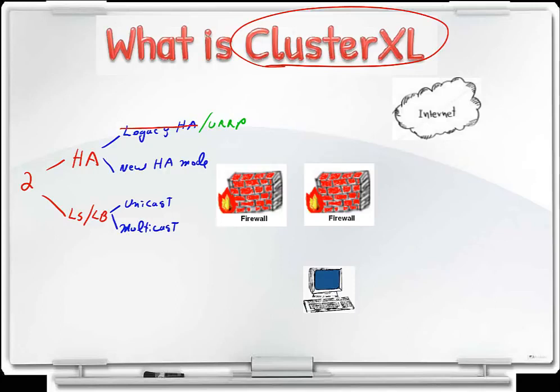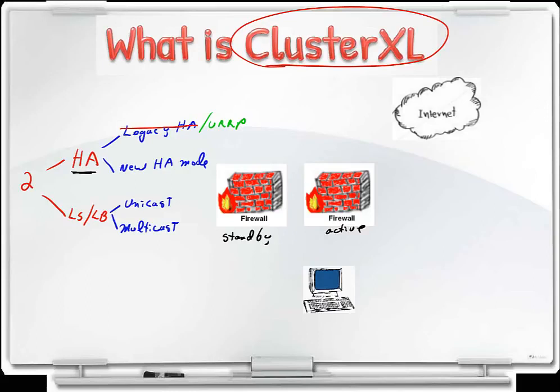Okay, so let's take a look at the different clustering solutions. Let's discuss the high availability solution. The high availability solution is that you have 2 or more firewalls in the cluster. One of these firewalls is going to be in active status, and the rest of the firewalls are going to be in the standby status.